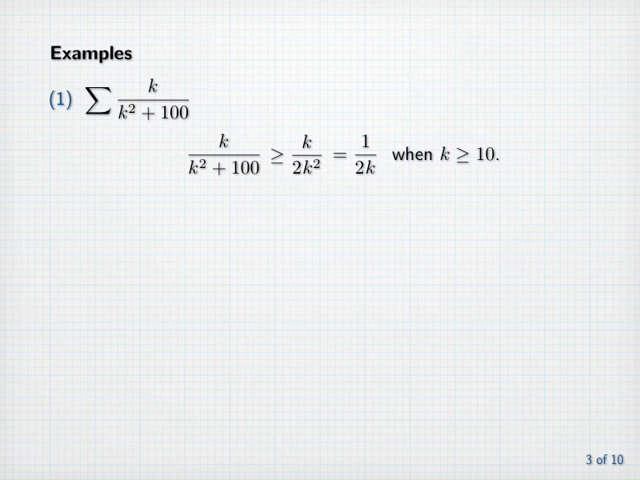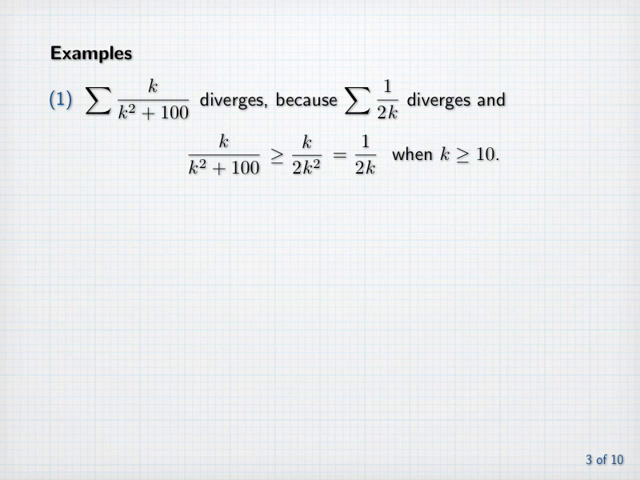Now we know that the sum of 1 over 2k diverges since it's a multiple of the harmonic series, and so we can conclude that the sum of k over k squared plus 100 diverges because the sum of 1 over 2 times k diverges, and k over k squared plus 100 is greater than or equal to 1 over 2k when k is greater than or equal to 10.